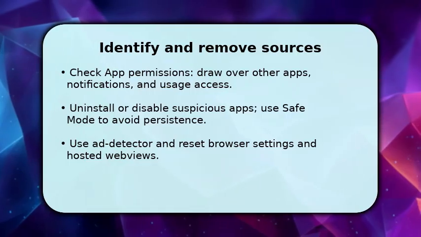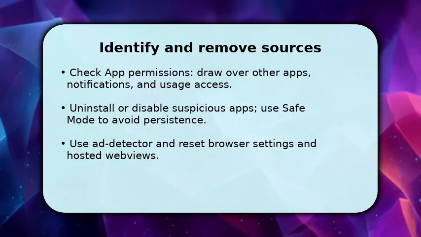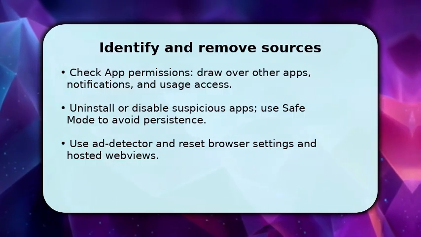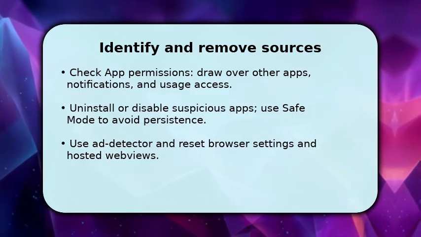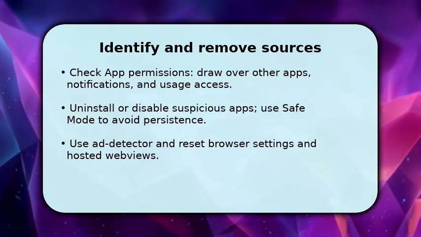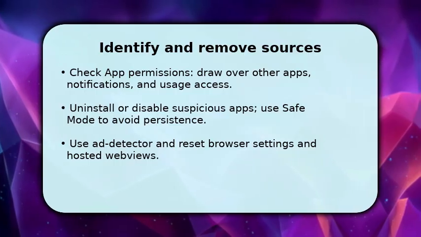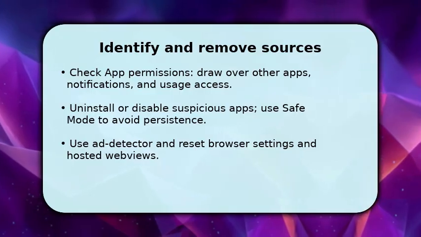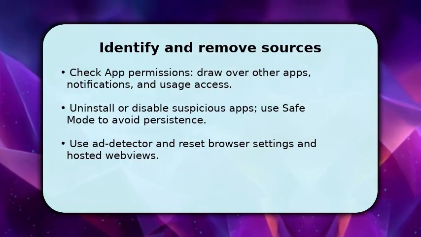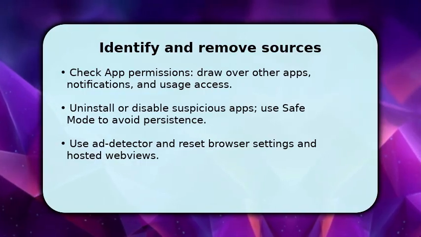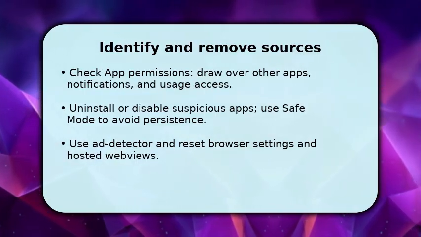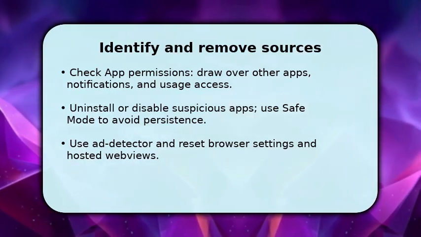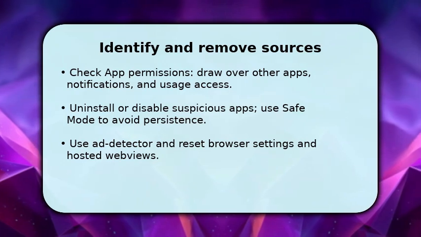You now dig deeper. Check each suspect app's permissions. Drawing over other apps and notification access are common vectors for unknown ads. If an app refuses uninstall, reboot into safe mode and remove it there, because safe mode prevents third-party apps from running. Once removed, scan with your malware app to catch leftover components and clear browser settings, plus any in-app web views. This removes ad injection from web content. Make sure to repeat a scan until no threats are reported, then reboot normally to verify.